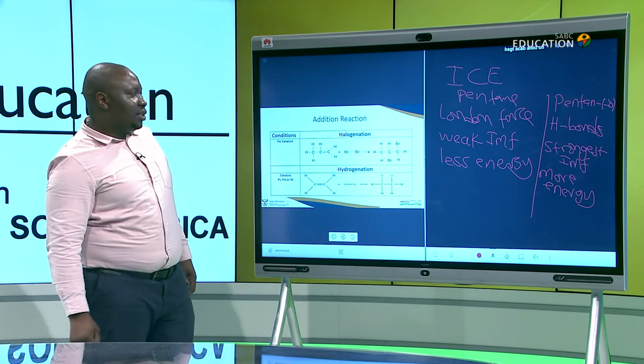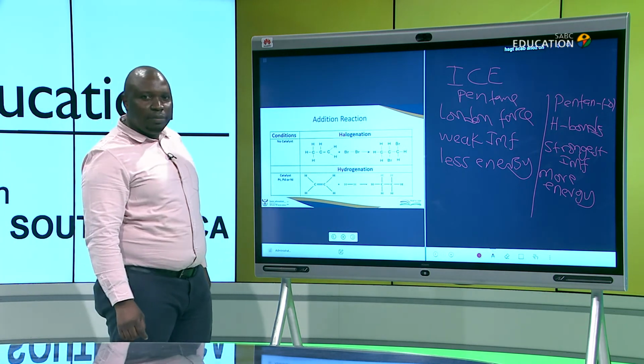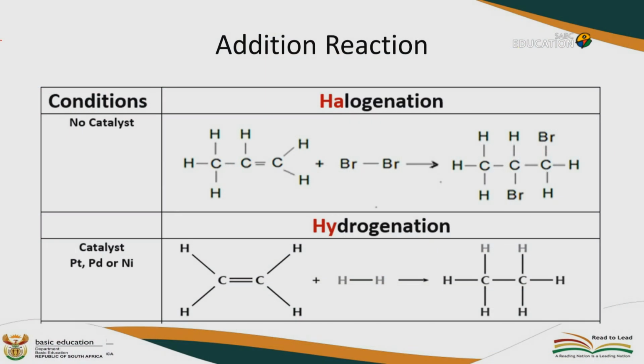Now, let's go to addition. Addition reaction, as the name says, we are simply adding. So what is happening here is that we are going to add a halogen, which is a Br and a Br. When you add, you are always adding where there is a double bond. So all the time you look for where there is a double bond. That's where your addition will occur. So each bromine will add to each carbon in the double bond.